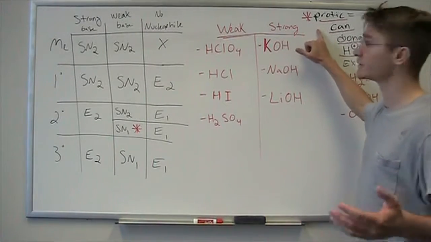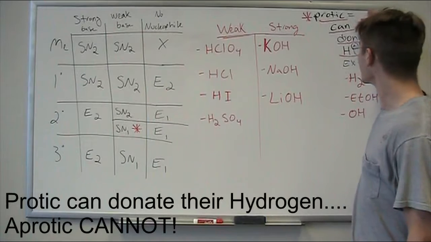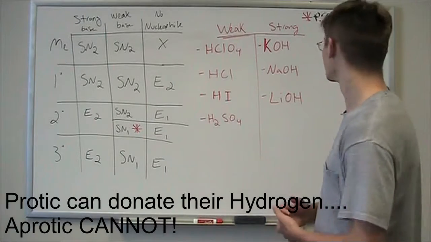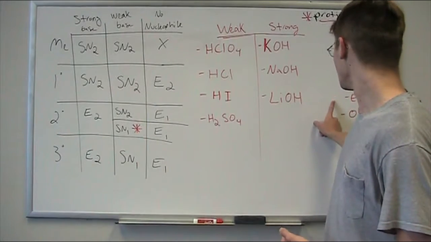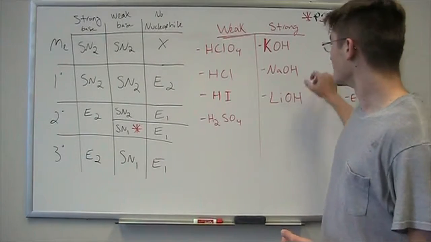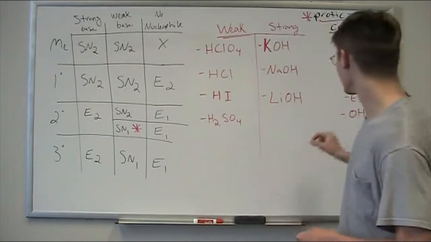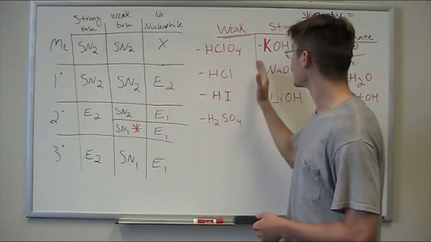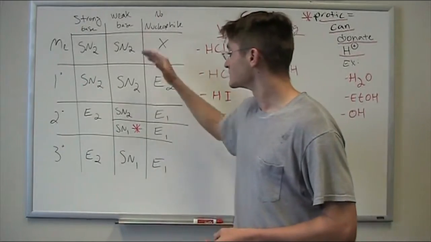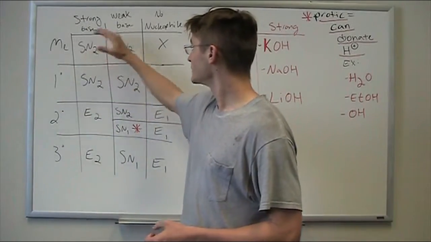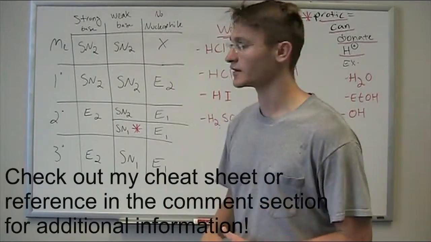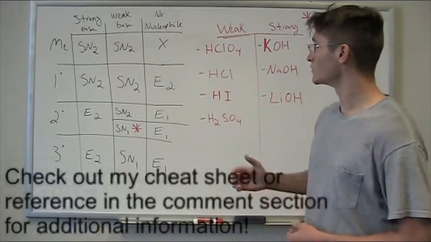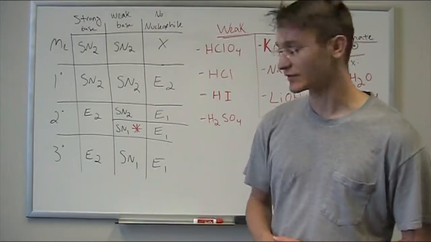And here's a new vocabulary word for us. It's protic, and a protic molecule can donate hydrogens. Some examples of that would be H2O, EtOH, and OH. So these are different molecules that can donate the hydrogen. The oxygen can get rid of the hydrogen if it wants to. There's some weak bases, strong bases, and I would have you guys write this down. It's going to be in the worksheet at the bottom, and we're going to see how we can work out several problems.